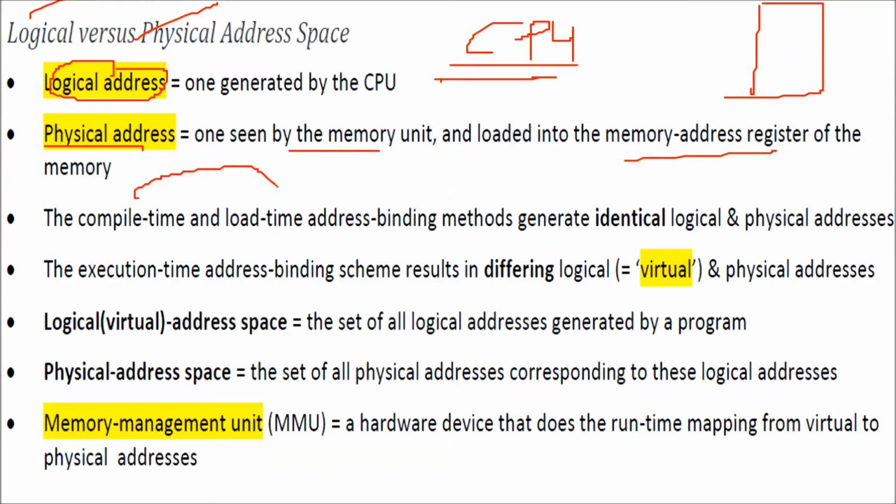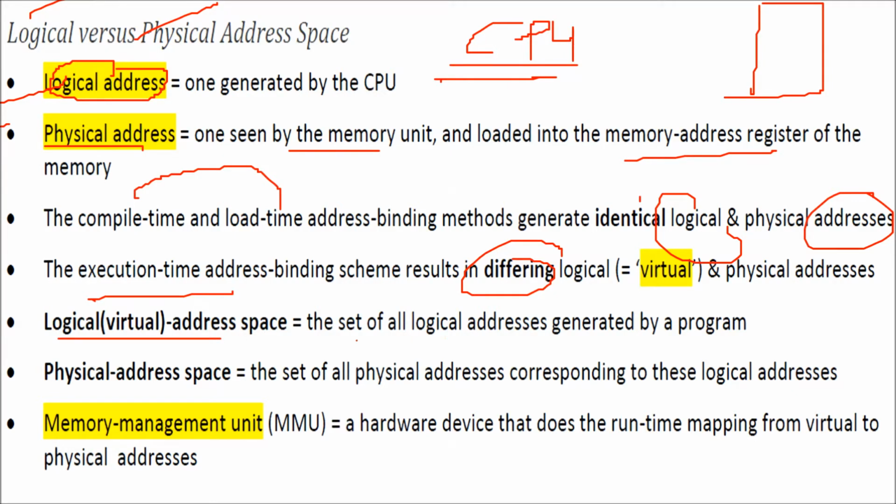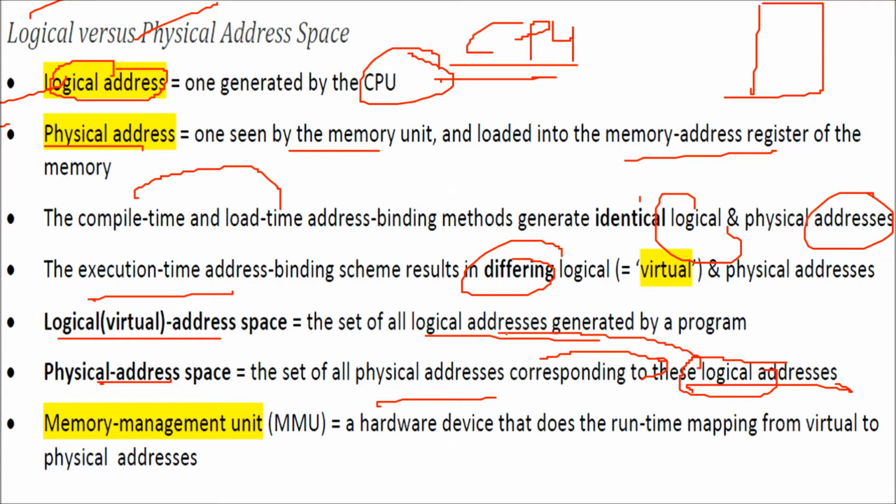The compile time and load time address binding methods generate identical logical and physical addresses. The execution time address binding scheme results in different logical and physical addresses. The logical address space is the set of all logical addresses generated by a program, or seen by the CPU. The physical address space is the set of physical addresses corresponding to these logical addresses. All logical addresses will have a corresponding physical address.